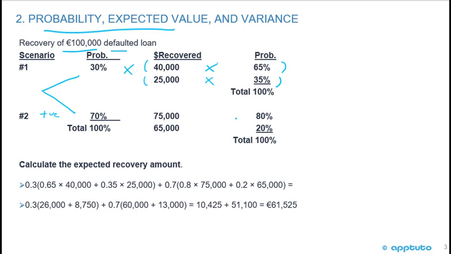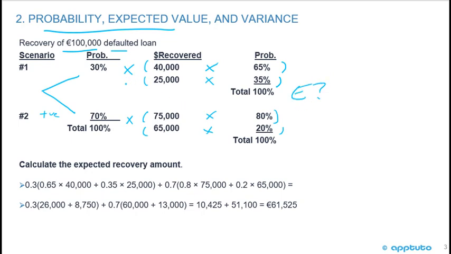Okay? Scenario 2 looks to be a little bit more of a positive scenario, because there's an 80% chance that you can recover €75,000, and a 20% chance that you can recover €65,000. So how do we calculate the expected value?